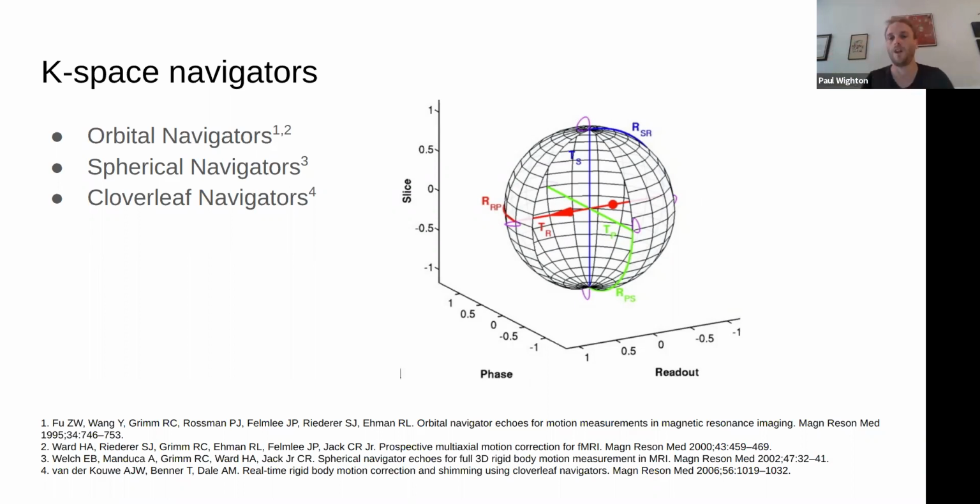And then there's also something called an FID navigator, a free induction decay navigator, which is essentially all you're doing is looking at your coil loading on a multi-channel coil.